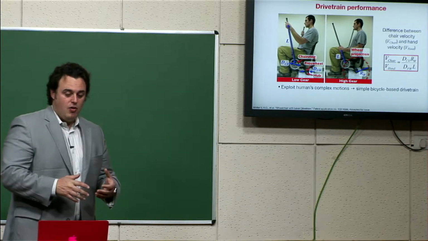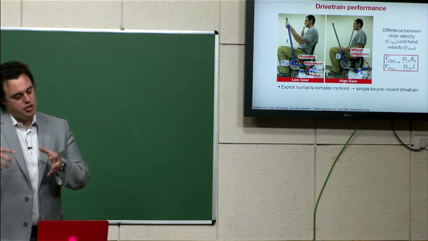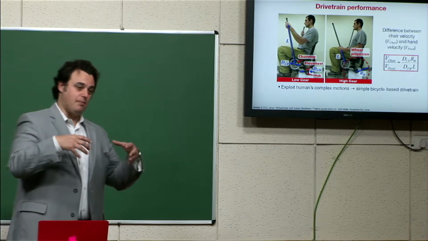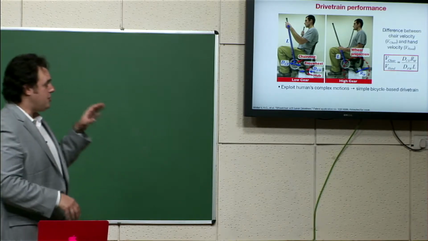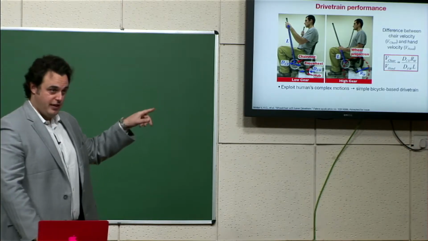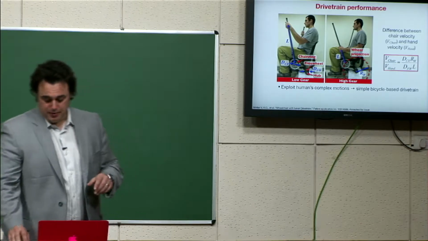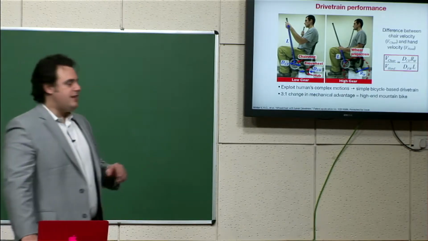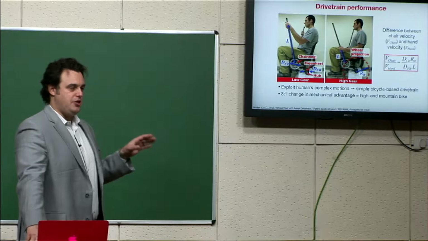So instead of putting the complexity in the machine, we put the complexity in the person. So the machine could be just a simple assembly of bicycle parts in a single speed. So we're not shifting the chain to multiple gears. The second is this platform gave us a 3-to-1 change in mechanical advantage.